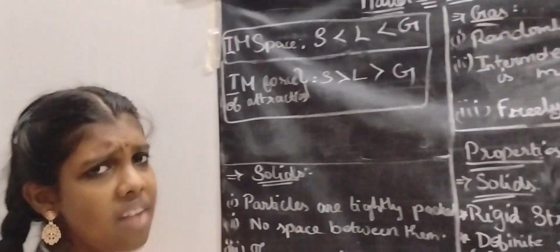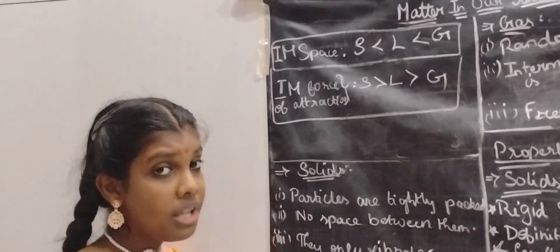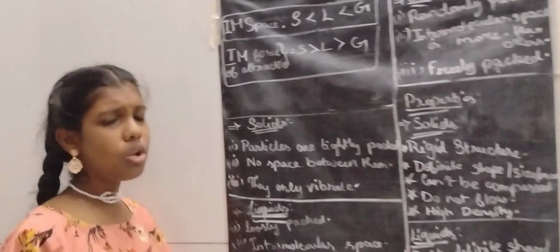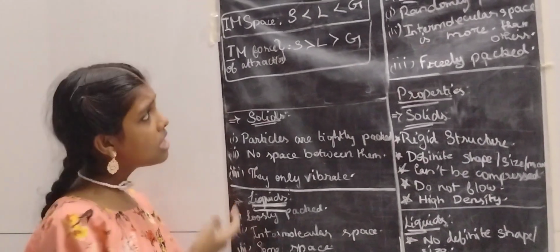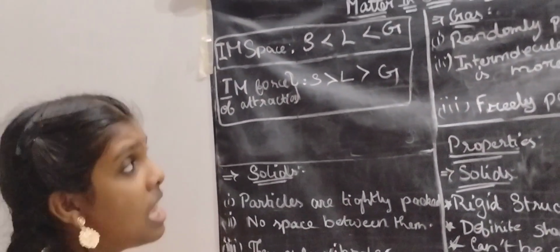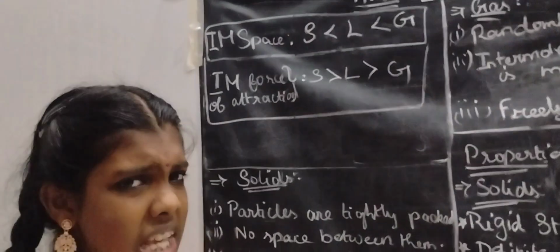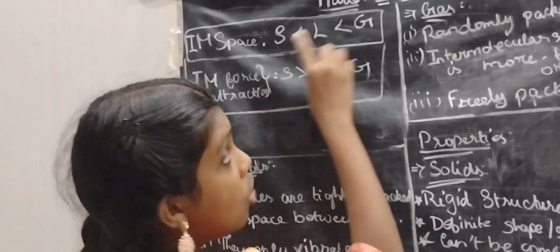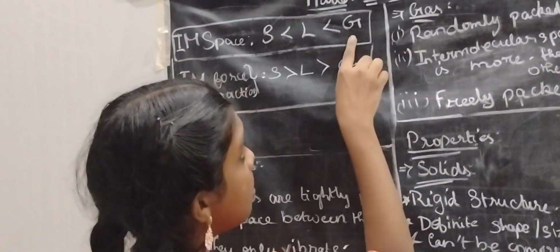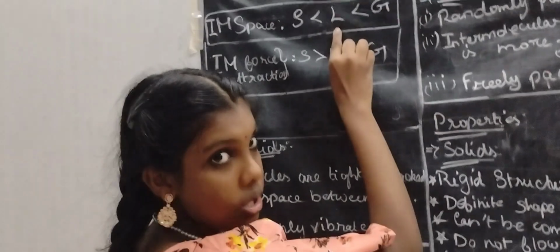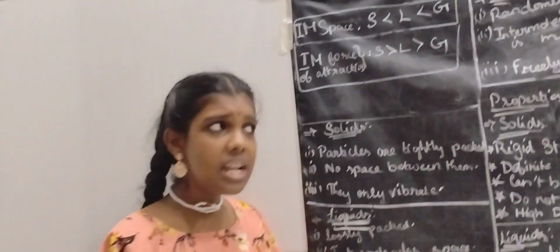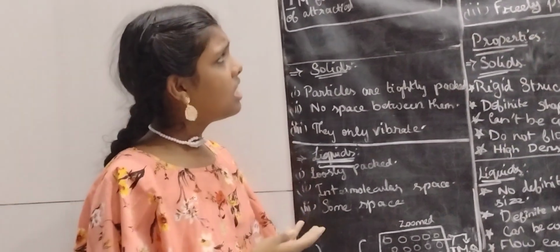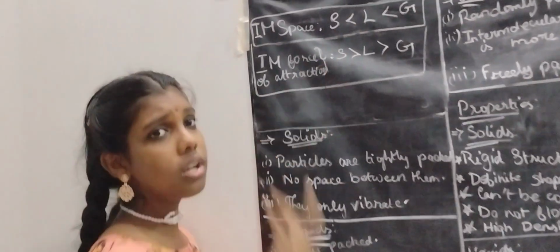So, we have a comparison between solids, liquids and gases for both intermolecular space and intermolecular force of attraction. First, if we take intermolecular space, liquids have less intermolecular space compared to solids, and gases have less intermolecular space compared to liquids. Some of you may still have a doubt whether this symbol is lesser than or greater than.